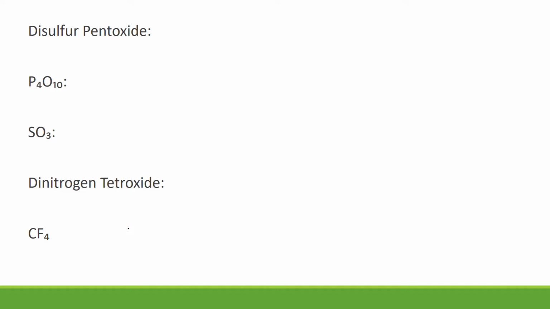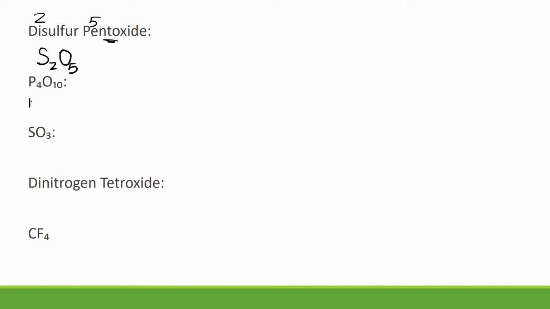Pretty simple. All right, so let's do some examples together. So disulfur pentoxide. Notice how it's not pentaoxide. That's what I'm talking about right there with the vowels. Okay, so disulfur. So we're going to start with the first one they give us, S2O5. Pentoxide is 5, di is 2. All right, P4O10. So we're going to identify the elements present. So it's phosphorus and oxygen.